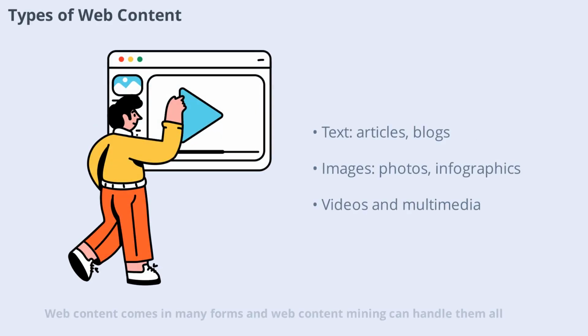Web content comes in many forms, and web content mining can handle them all. The most common types include text, such as articles and blog posts, images like photos and infographics, and multimedia content such as videos and podcasts. Each type presents unique challenges and opportunities for mining. For example, text mining might focus on sentiment analysis, while image mining could involve object recognition. Understanding the diversity of web content is the first step to effective mining.